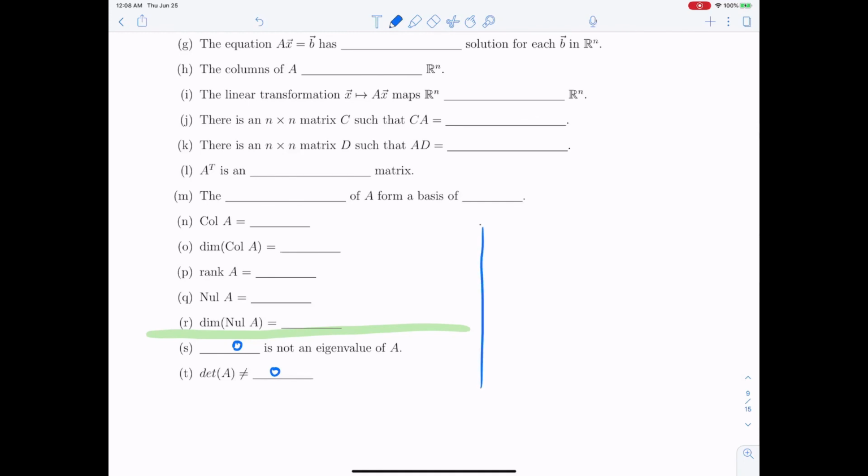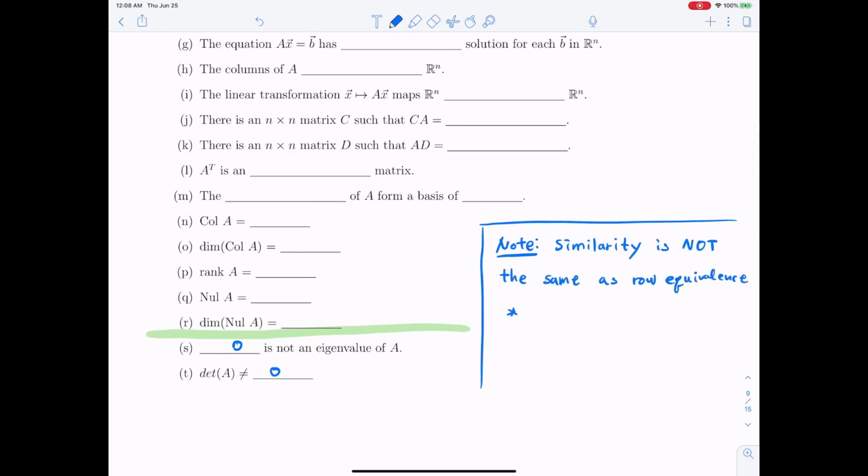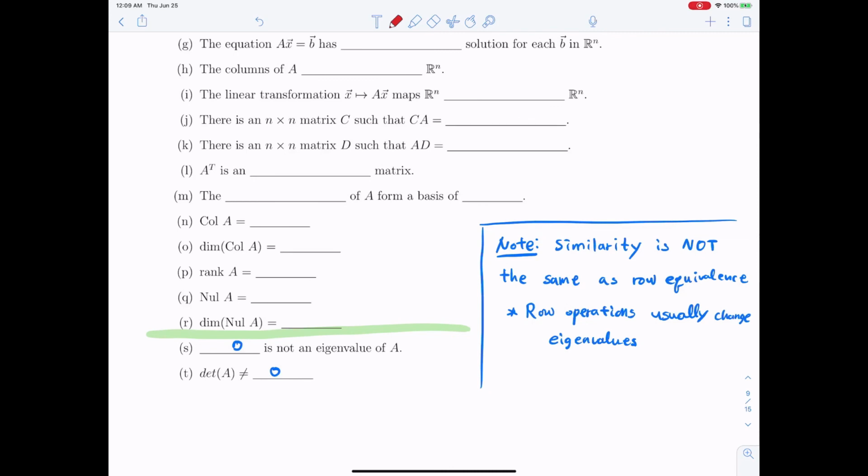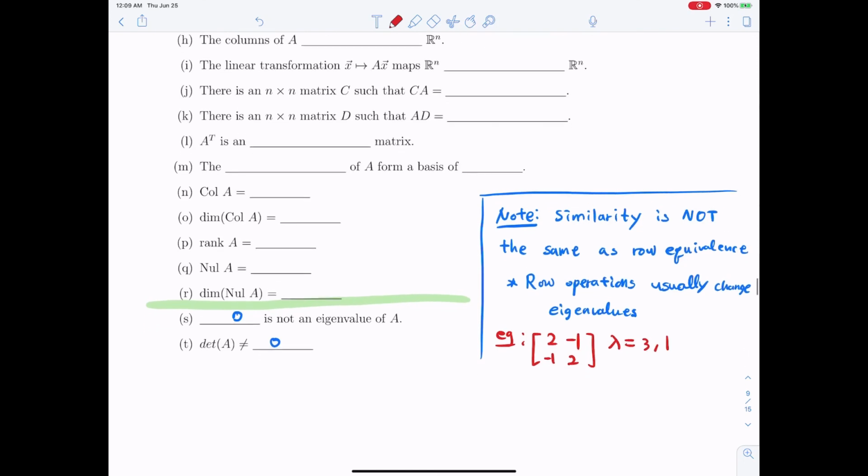One very last thing to note is that similarity is not the same as row equivalence, because row operations usually change eigenvalues. So let's recall the example that I gave you in the last lesson. If you consider [2, -1; -1, 2], then you can tell that the eigenvalues for this matrix should be 3 and 1. But this is row equivalent to [2, -1; 0, 3], but the eigenvalues for this matrix have to be 2 and 3.